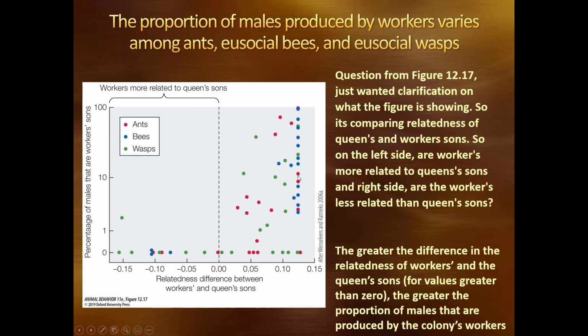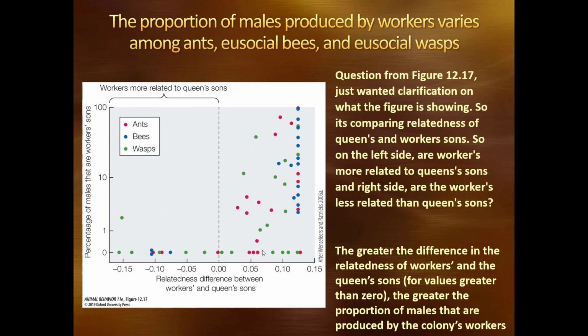So it makes sense, because if all of the sons that are out there are queen sons, then there's 0% worker sons, and obviously that difference is also 0. So we're not making any worker sons, and there's no average difference between workers and queen sons because we're not making any. Once we start making more of these worker sons, as is happening up here as we go up on the y-axis, we're also seeing that the difference between the two is increasing.